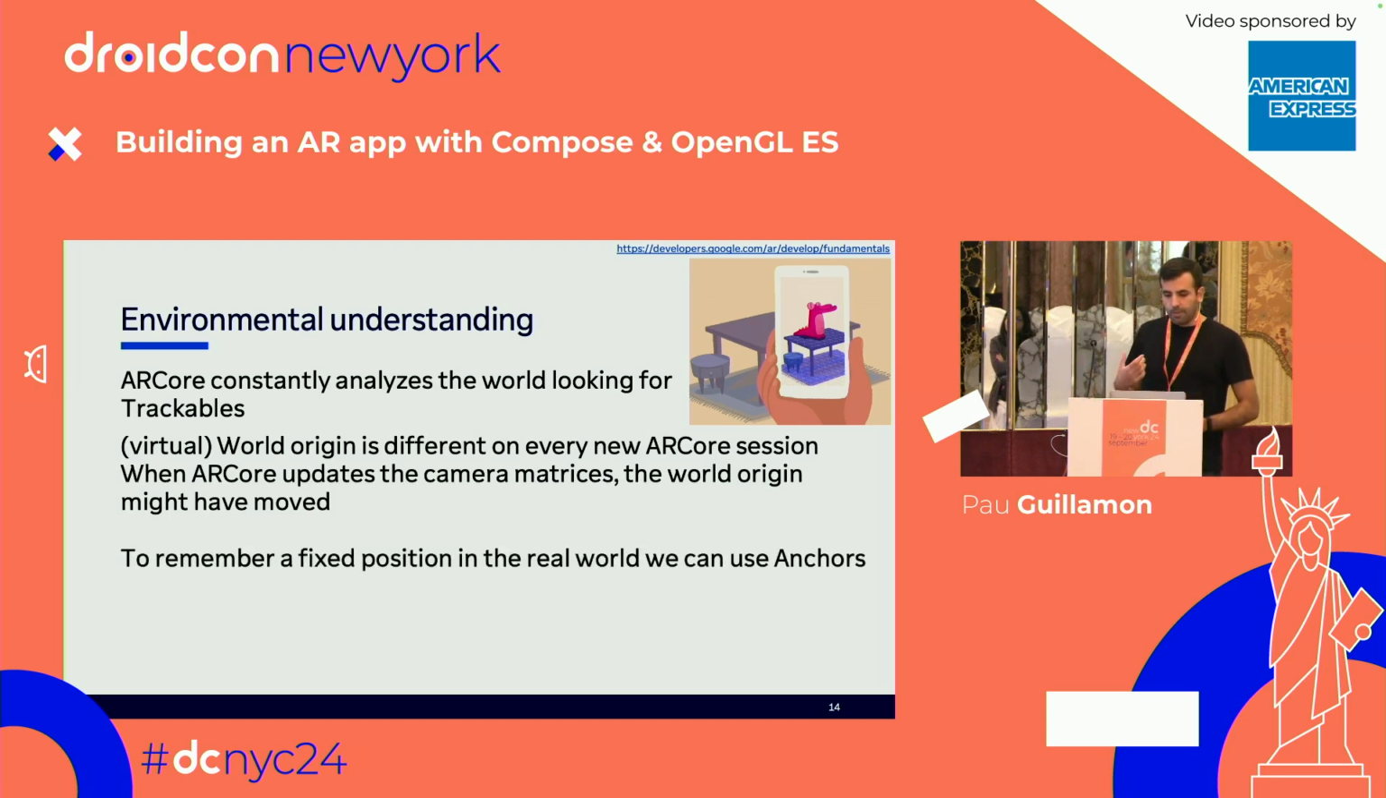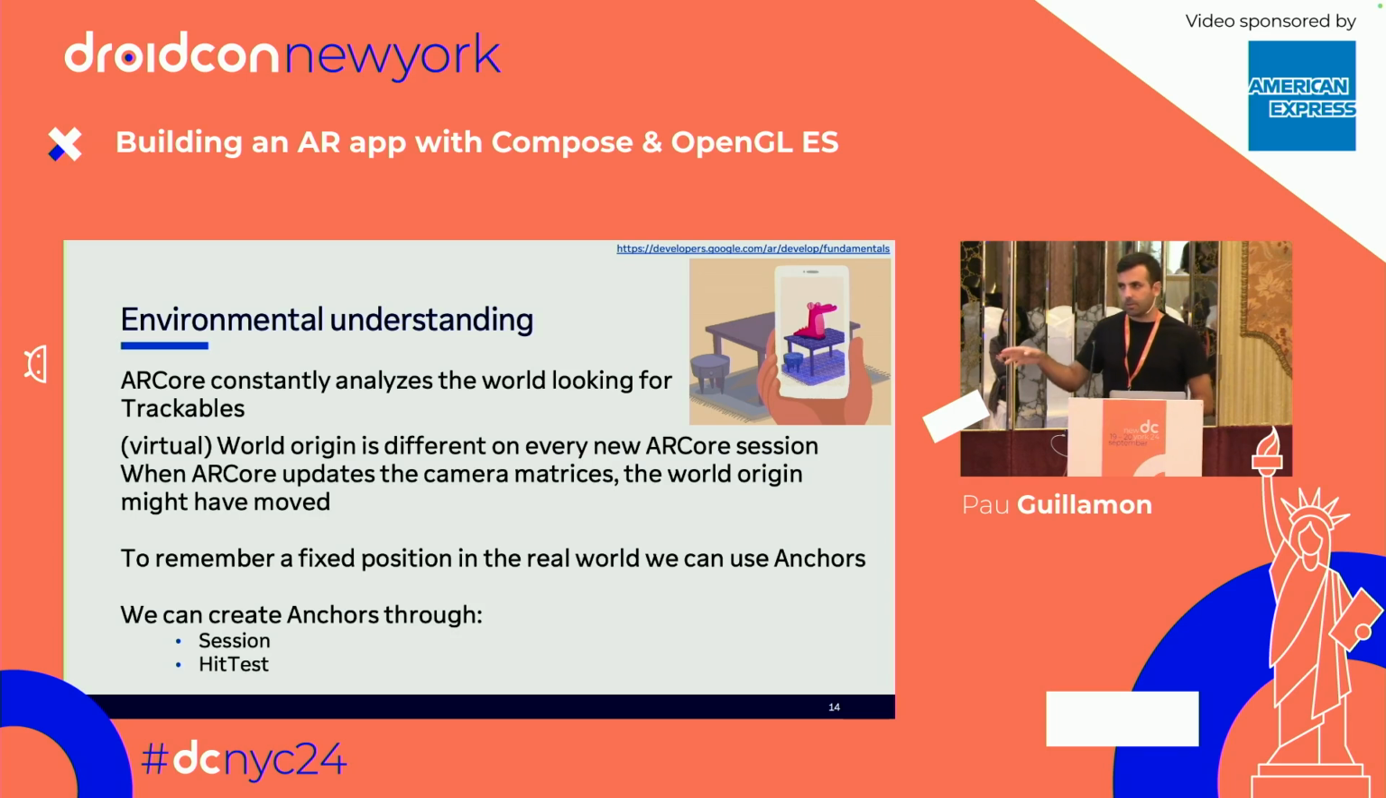So if we want to place things attached to real-world objects, we have to use anchors. And anchors are the way to tell ARCore, please remember this physical location. I want to keep virtual elements next to that physical location. In order to create anchors, we have to use the ARCore session class or object, and we can do it through a hit test where ARCore will do a raycast, and then we get those trackables. We can get the feature points and planes where we can attach our virtual objects.